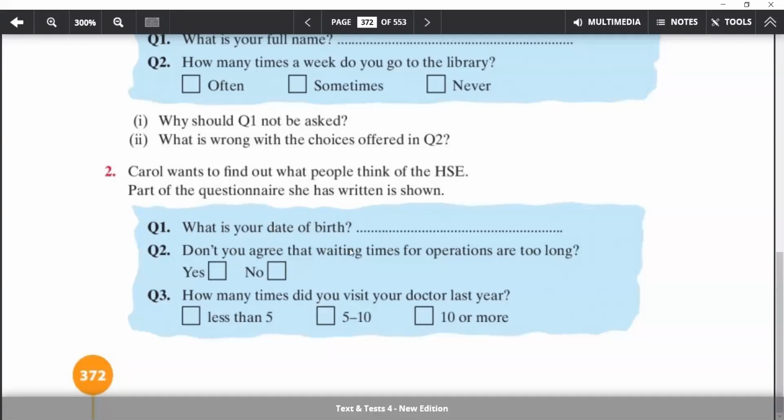Don't you agree that waiting times for operations are too long? That's clearly a leading question. Okay, a more suitable question might be, what is your opinion about waiting times for operations?